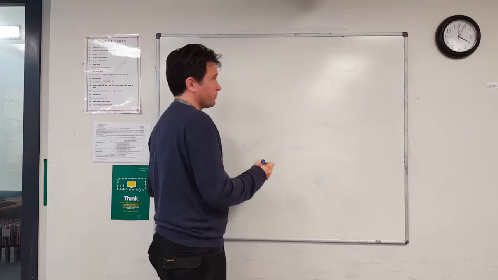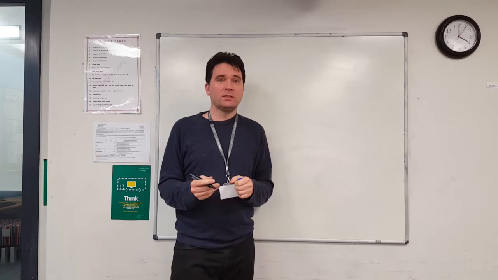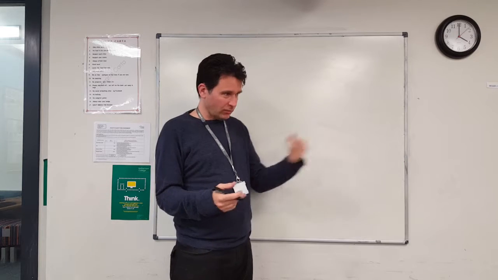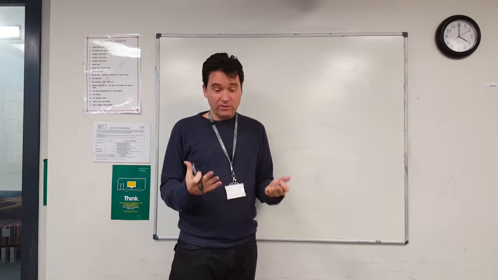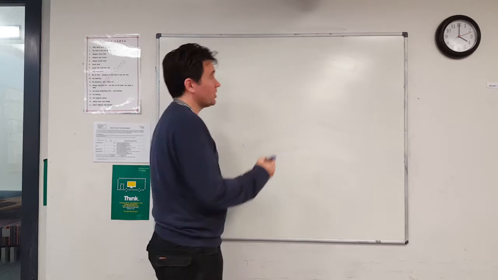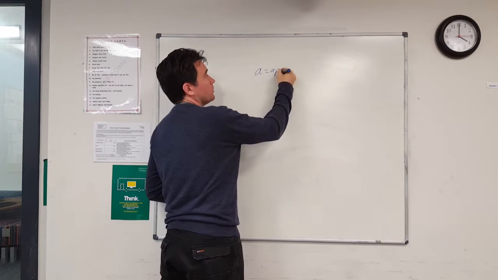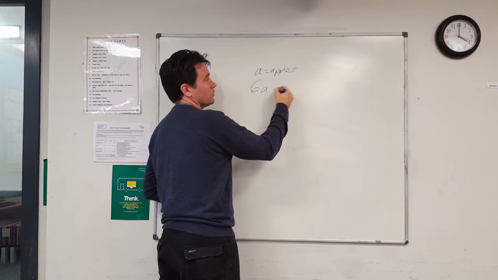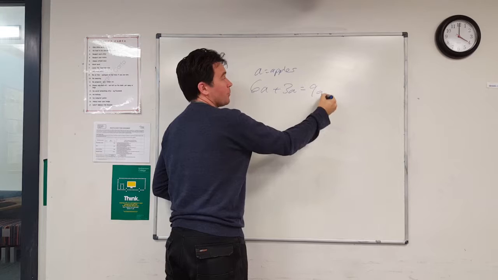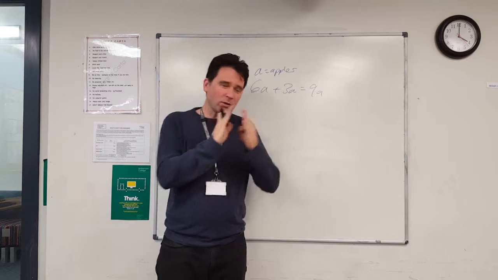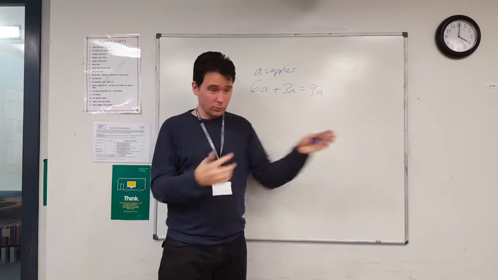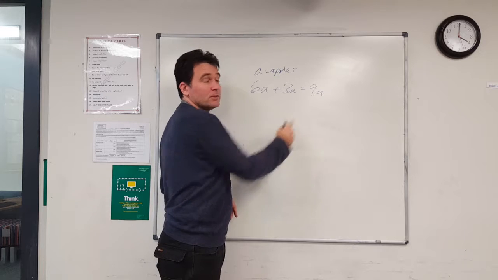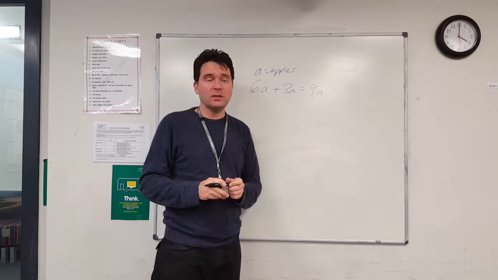So, for instance, if you had 6 apples and someone gave you 3 more apples, you would have 9 apples. Mathematicians would write A equals apples, and 6A plus 3A equals 9A. The whole of that sentence that I've spoken in English will be condensed down to that. Okay, so it's quite lazy.